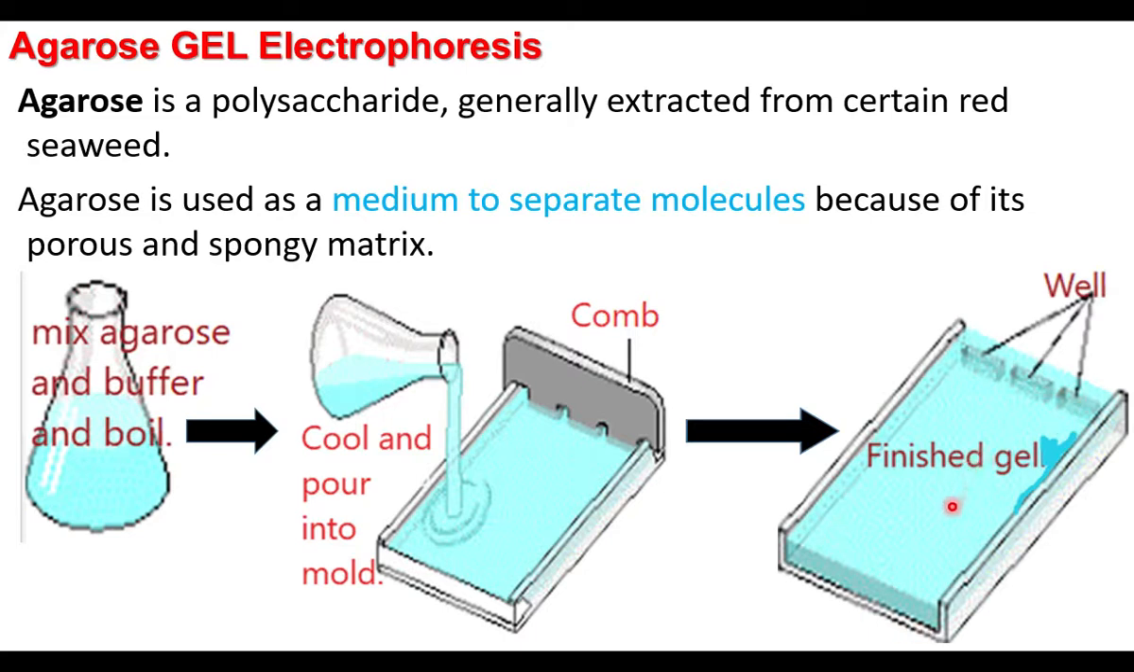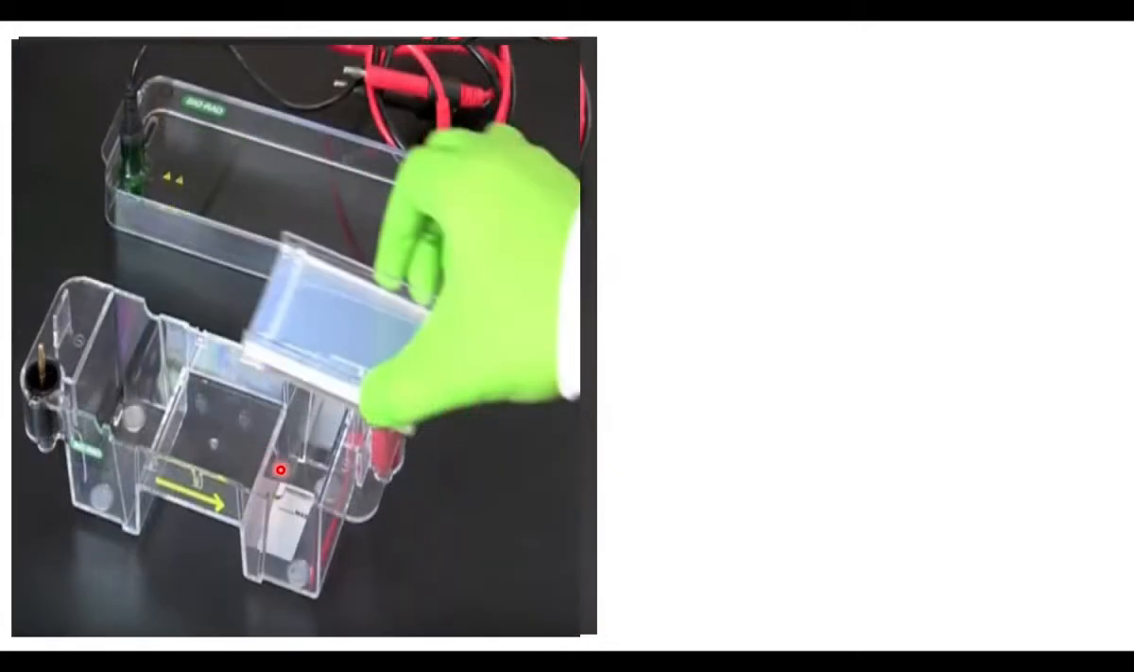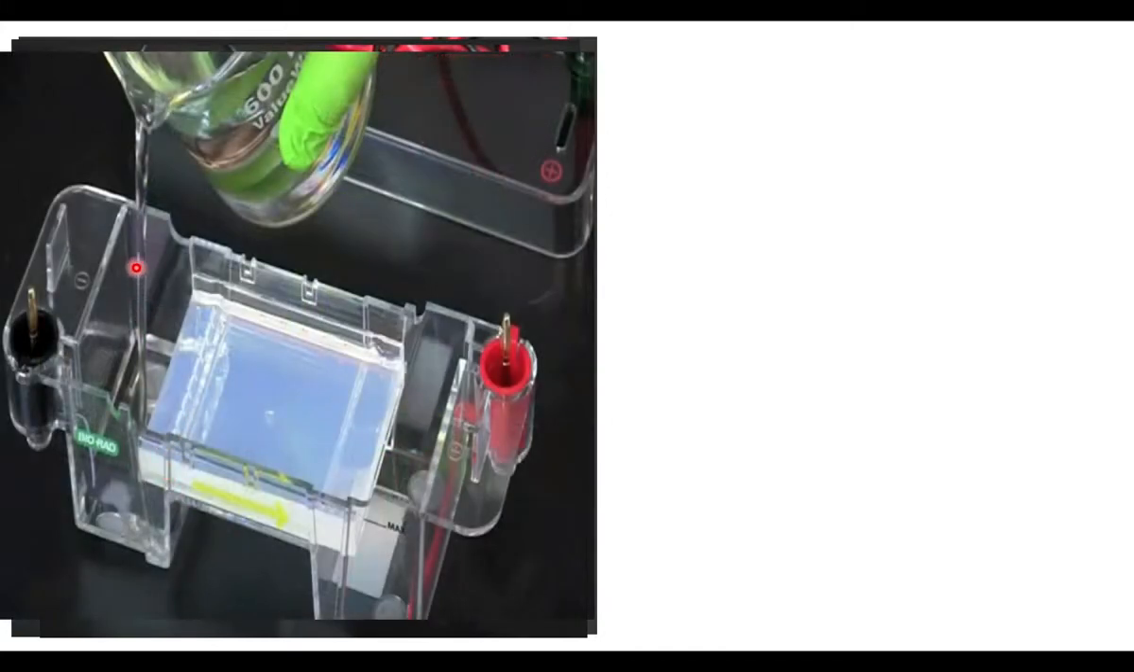The finished gel is kept inside the gel chamber in the electrophoresis apparatus. It has a negative electrode and a positive electrode. The finished gel is kept here. After keeping the gel inside the chamber, buffer solution is poured. The gel must be immersed inside the buffer solution.